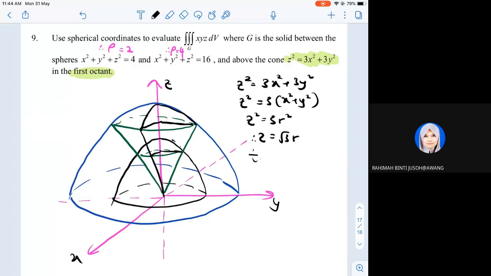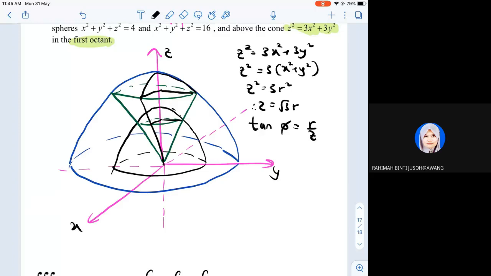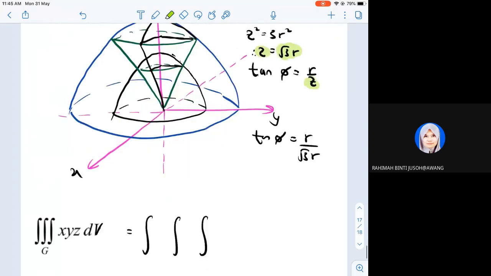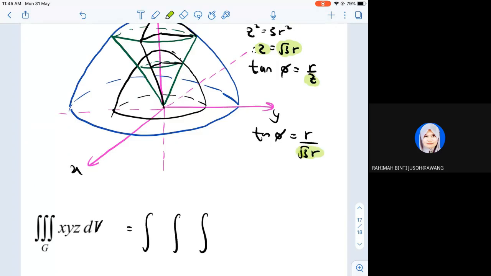So we know that tangent phi, you kena ganti dalam formula tangent. Tangent phi equals to r over z. So since z equals to square root 3r, so tangent phi equals to r over square root 3r lah. Gantikan z tu dengan square root 3r, so dapatlah macam gini kan. So r dengan r boleh cancel. So we will have tangent phi equals to 1 over square root 3.